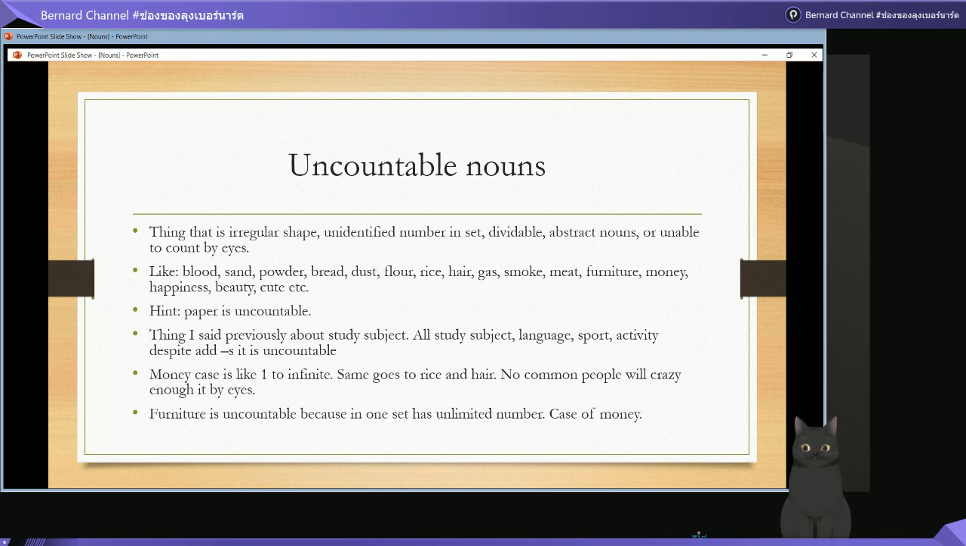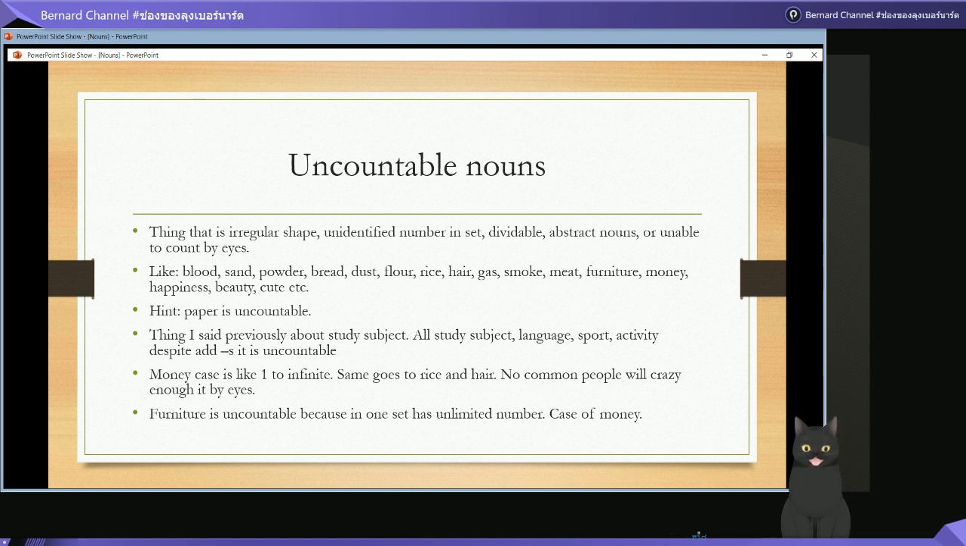Uncountable noun. Well, for uncountable noun, I'm gonna say that it is quite a strange thing. Because, well, what is the uncountable noun? The uncountable noun is most likely about the thing that you cannot count. And the reason behind it is that it is a thing in irregular shape. This means no shape, like water, like blood, like it has no shape. It is a liquid or gas. Yeah, it is the uncountable noun.